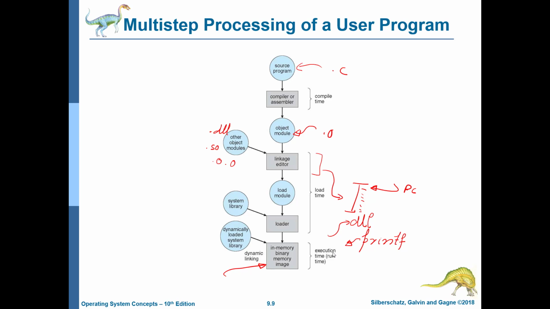It brings the code of printf into the address space of the process, and then it calls the printf via a function pointer mechanism. The second time that we call printf, the DLL doesn't have to be reloaded. You have already loaded it, so you directly jump to the location and you execute and you come back.